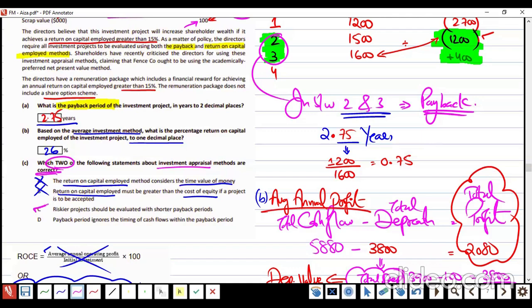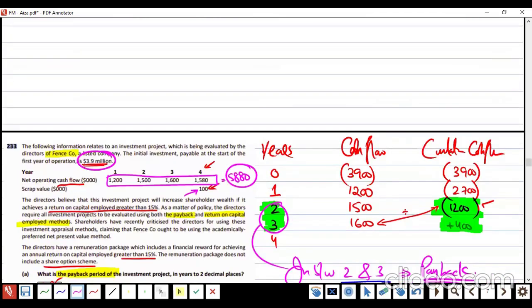Okay. Next one. Payback ignores the time value of money. Payback, we already solved many times. We never considered the time value of money while calculating the payback. So payback is not considering the time value of money.